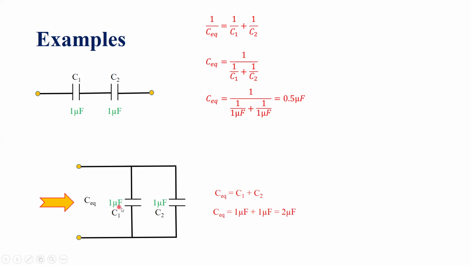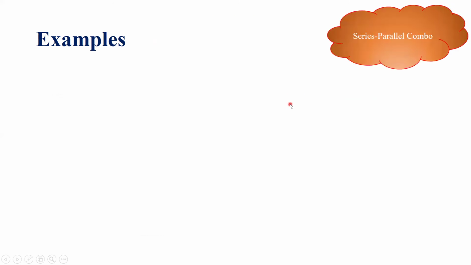If C1 is, let's say, 1 microfarad and C2 is 2 microfarad, the net capacitance would be 1 microfarad plus 2 microfarad, that is equal to 3 microfarad. So this is how you can calculate the equivalent capacitance of a network connected either in series or in parallel. Similarly, you can try C1 to be 1 microfarad and C2 equal to 2 microfarad. Just put in those values right over here and you would see what the value of the C equivalent is.